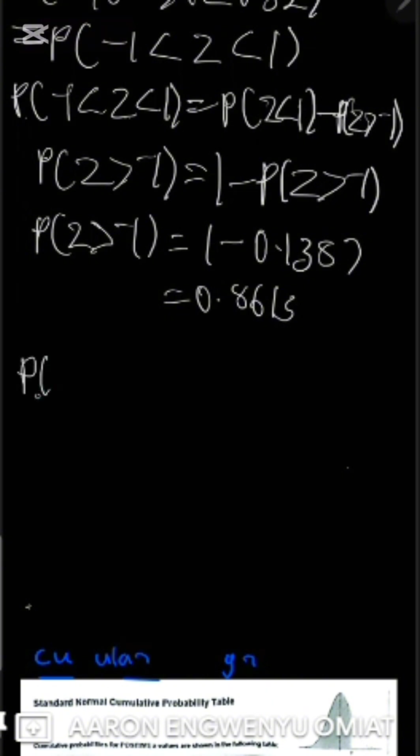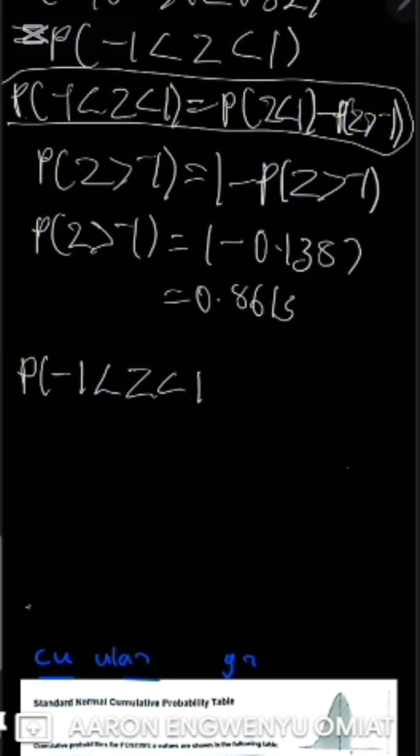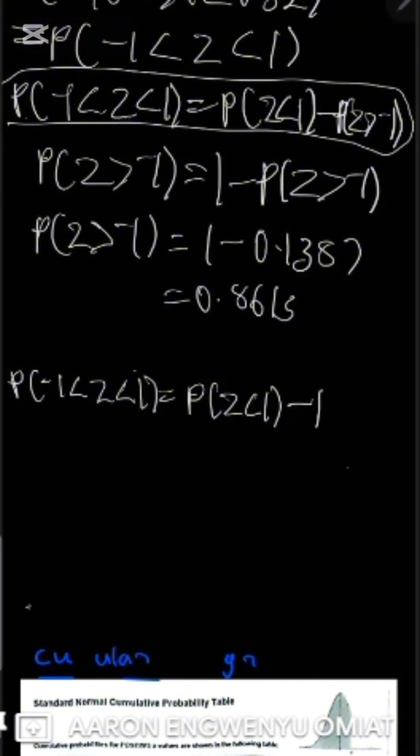If we follow what we have just been doing now, we're going to end up with a negative answer, and we know probability can never be negative. I think I made a mistake at this level. This is supposed to be the probability of Z less than 1. Let me make it clearly: probability of -1 < Z < 1. Okay. Probability of Z less than 1 minus probability of Z less than -1.